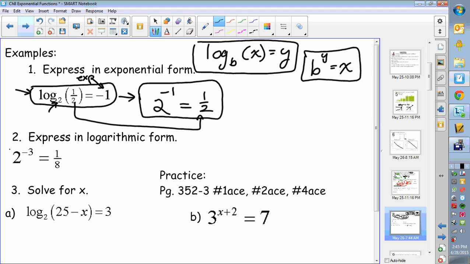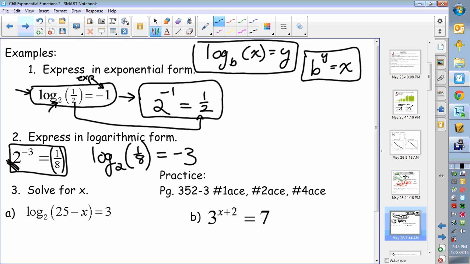So let's work it backwards. Let's take this exponential form and write it as a logarithm. So we write log. What is our base? The base is 2. So log to base 2 of what thing is 1/8. And what does it equal? It equals the exponent -3.